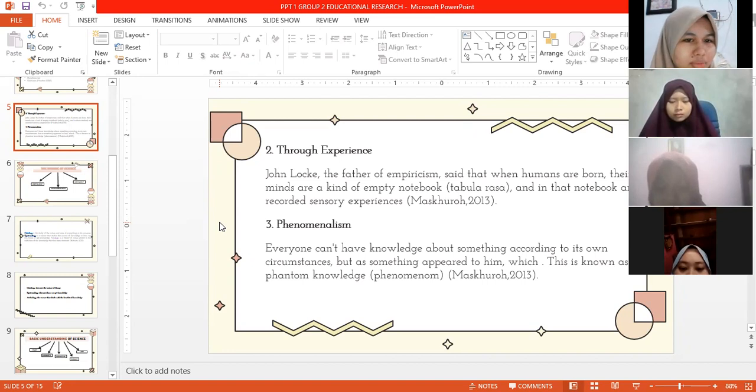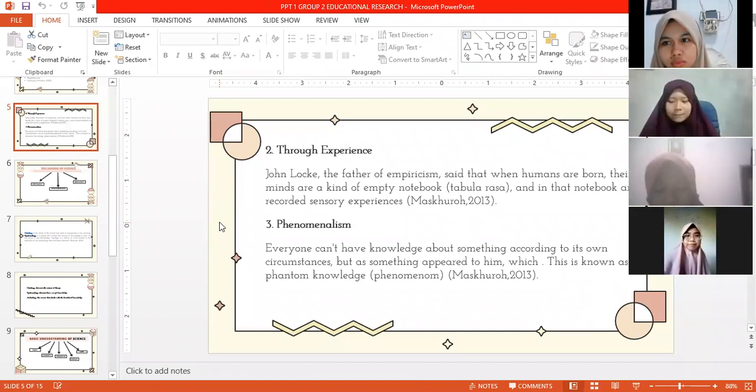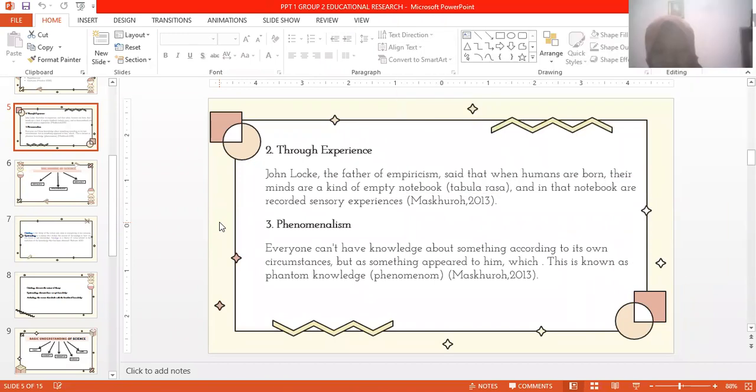Experience results from an object, which then stimulates a sense device, which in turn causes natural stimulation forwarded to the brain. Inside the brain, the source of the stimulation is understood as it is, or based on the stimuli they generate a response to the object that has stimulated the senses. That is phenomenalism. Everyone can have knowledge about something according to their own circumstance, as something appears to them, which is known as phenomenal knowledge.